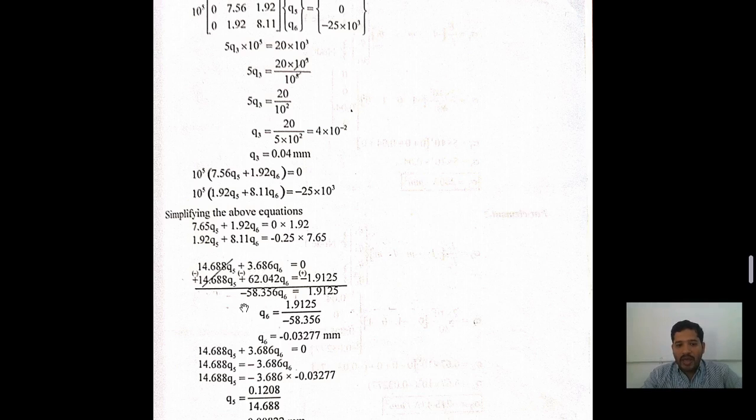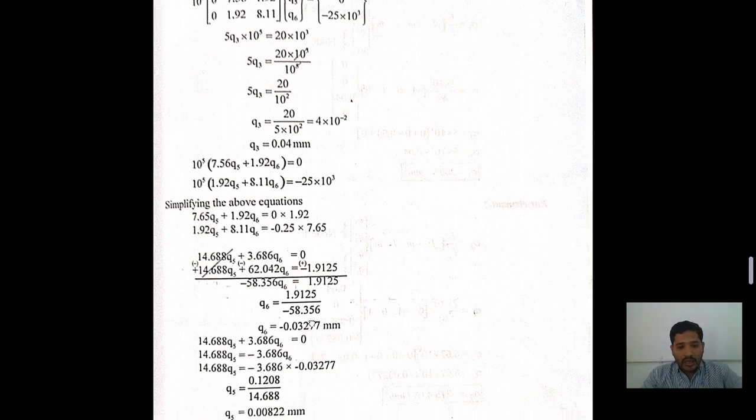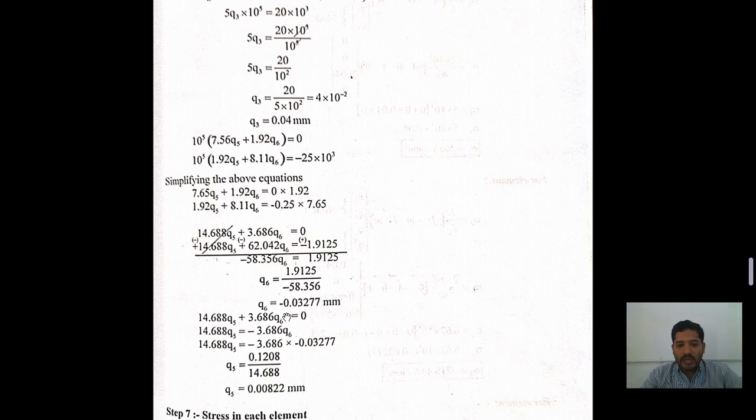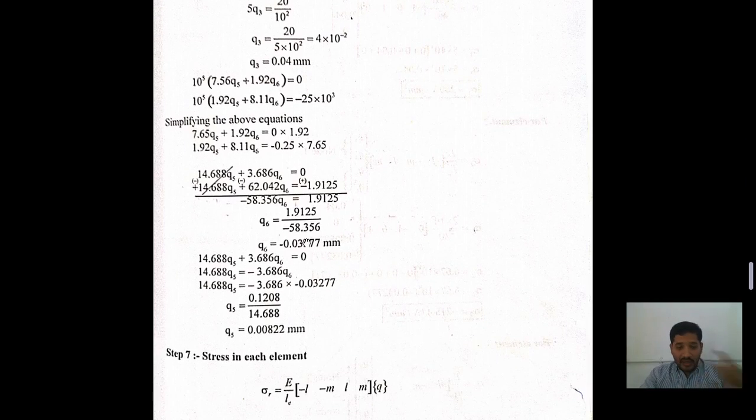minus 62.042 becomes minus 58.35 Q6 equal to 1.9125. If you divide the value 1.9125 by minus 58.356, then you will get the answer Q6 is minus 0.03277 mm. Clear? So after getting the value of Q6, you need to substitute in the above equation, or we can say equation number 1.